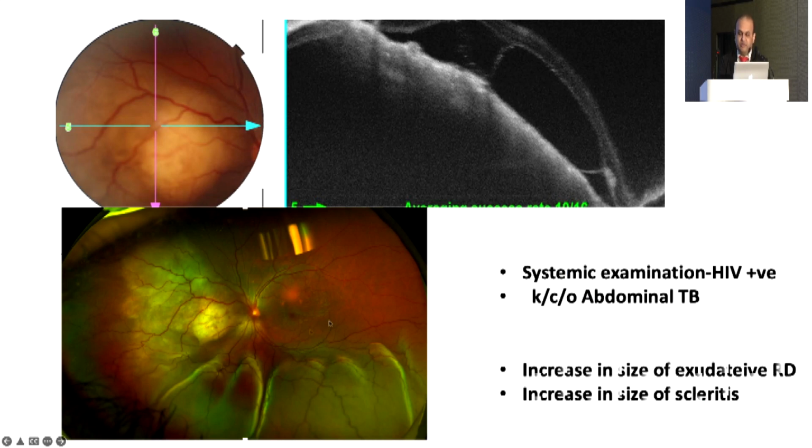So let me give you one example. This was one patient who was seropositive for HIV, also was a known case of abdominal tuberculosis, came with an exudative RD. This patient was already on ATT, but in spite of that, the lesions were not responding. This lesion was persisting and the exudative RD was increasing. There was also scleritis in this patient. So these cases, these atypical dilemmas, these masquerades, these conundrums, are the ones where invasive investigations can come to our rescue.